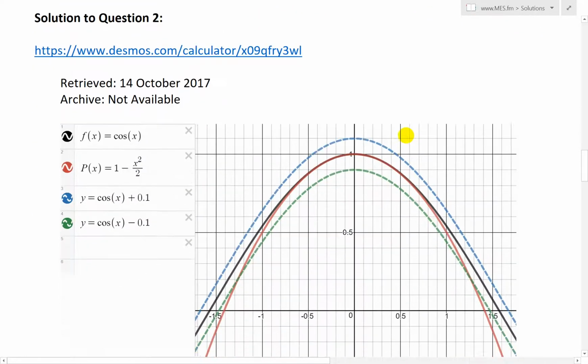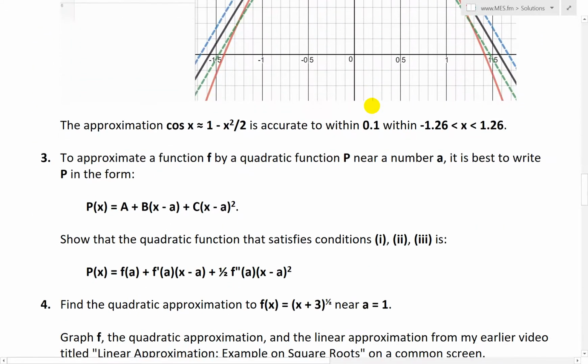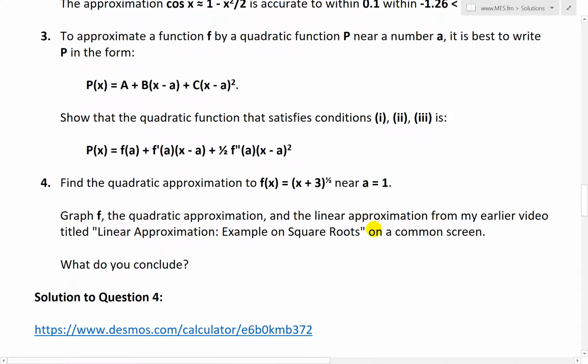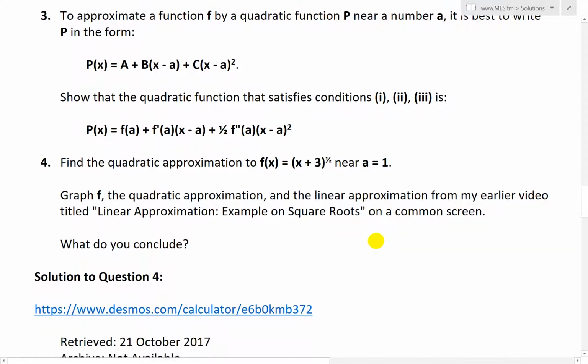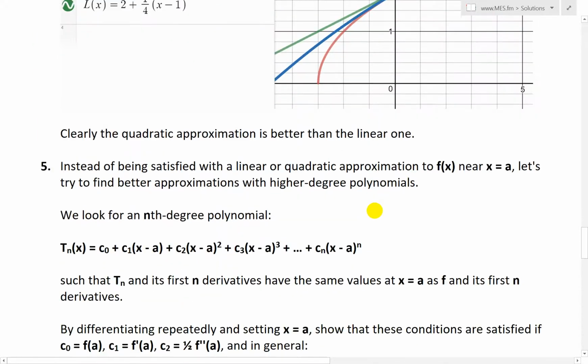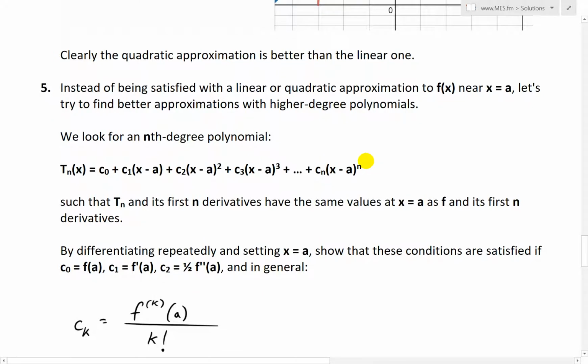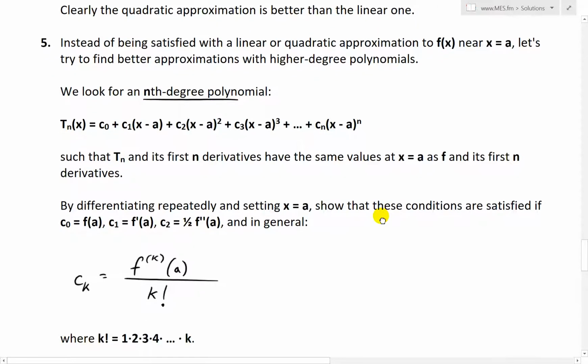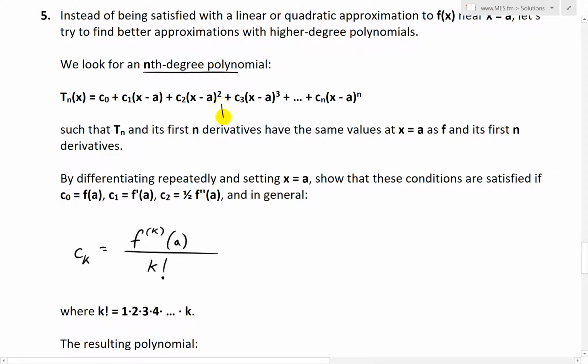Then I went over some accuracy, as well as then in question 3 I went over a different format for the quadratic function, writing it like this to set up for the Taylor polynomials. Going further, I did another example. Then in the last video I went over the nth degree Taylor polynomial and basically extended beyond just the quadratic and beyond just the linear. Power of 1 is linear, power of 2 is a quadratic. Then you can go to the cubic, you can go all the way to n.